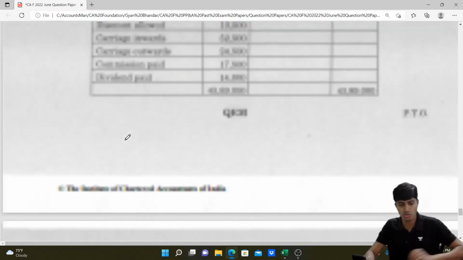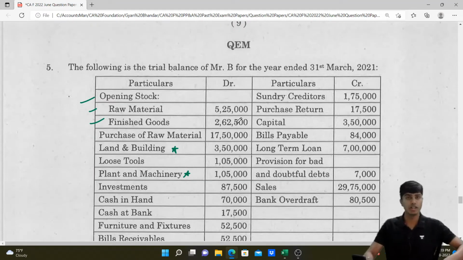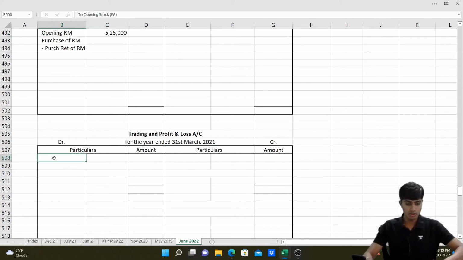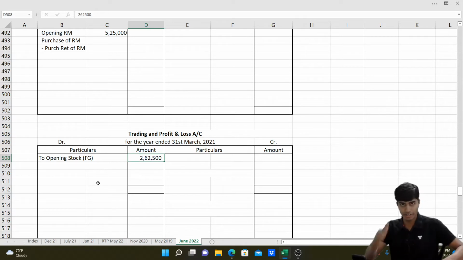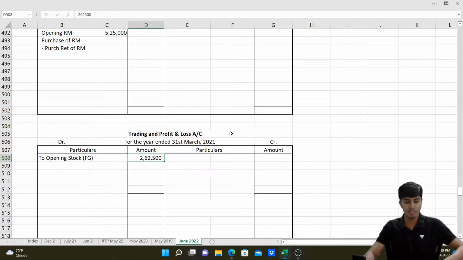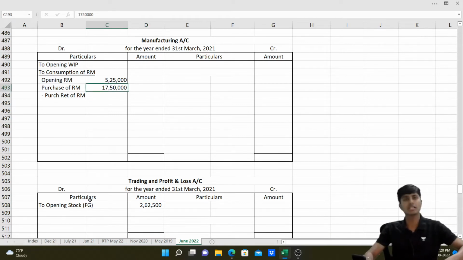5 lakh 25,000 is the opening of raw material. Then you have finished goods 2 lakh 62,500. This will come in trading account on the debit side as opening. So this is my trading account. On the debit, I'll write opening finished goods 2,62,500. Then what do I have? Purchase of raw material 17 lakh 50. So this purchase of raw material will be used in computation of consumption of raw material. I will write opening of raw material plus purchase minus closing minus purchase return to find consumption. So here I'll write purchase of raw material 17 lakh 50.